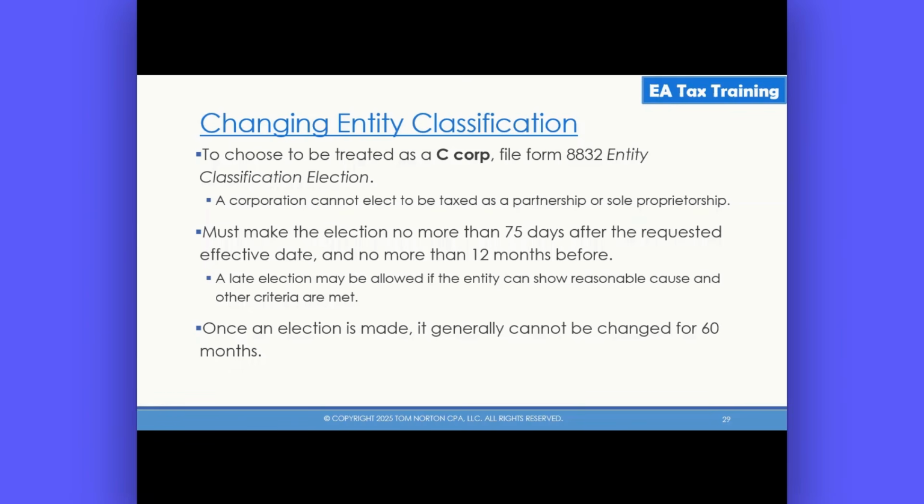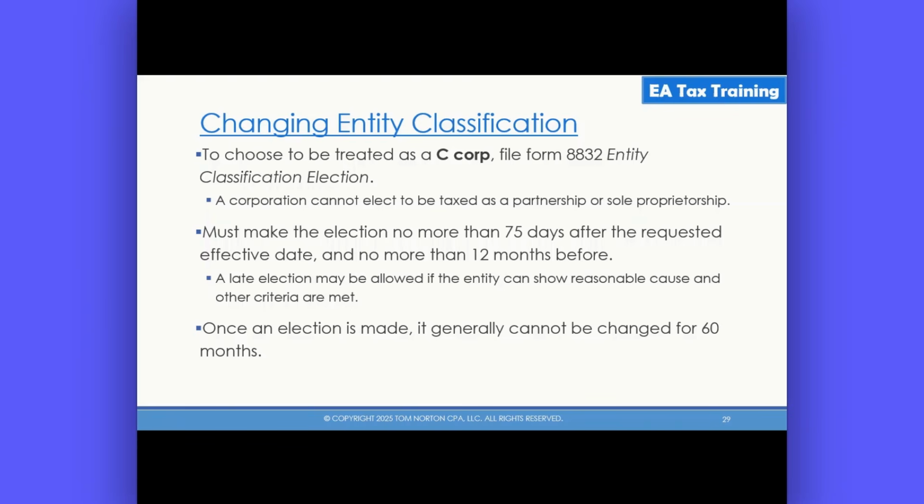So let's say a calendar year entity wants to be taxed as a C Corporation as of January 1st, 2024. They would have to file this 8832 within 75 days of January 1st of 2024. So that's going to be sometime in the middle of March. Although a late election may be allowed by the IRS under certain circumstances.